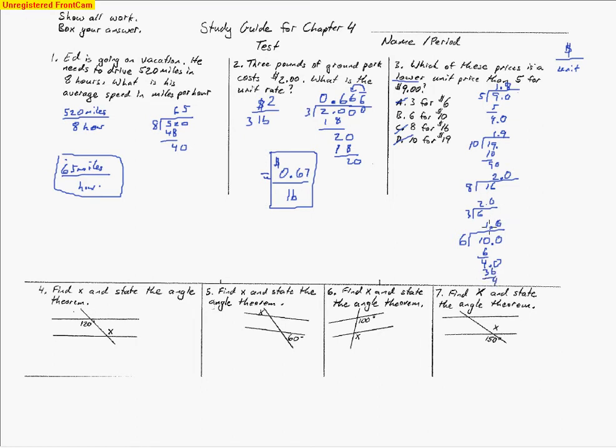See, 1.6 is smaller than 1.8, so this would be our answer. So let's take a look at the next one. It says to find x and state the angle theorem. So remember, these are parallel lines. These are supposed to be parallel lines here, so we'll just draw those parallel symbols in here.